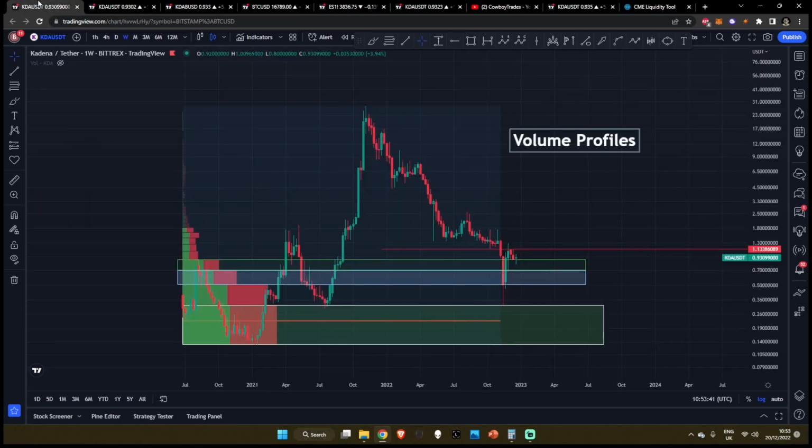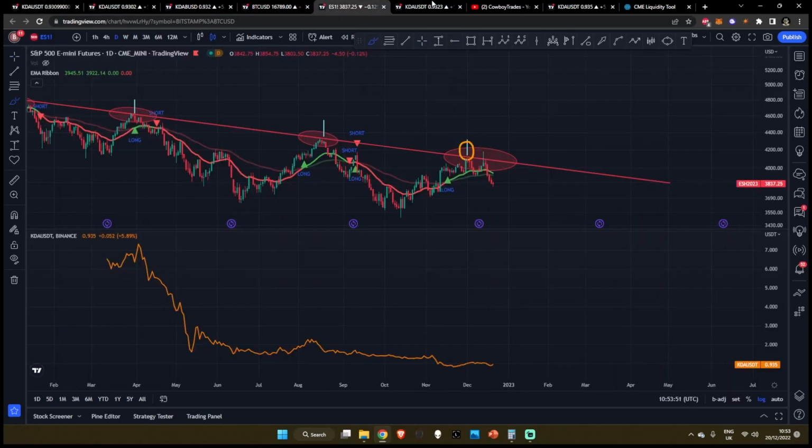When you're comparing this with the volume profiles, it's saying yes, the downtrend started, but we might just lollygag at this 89 cent for a couple of days, maybe a week, before we do of course come down to our 69 cent price target, which is of course our take profit.